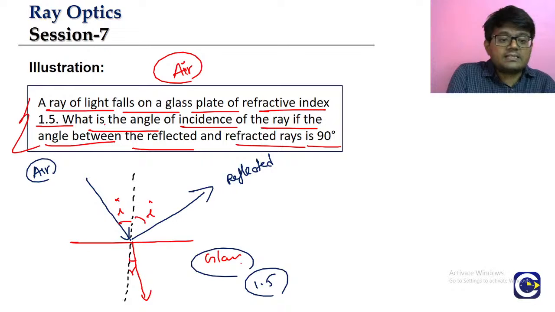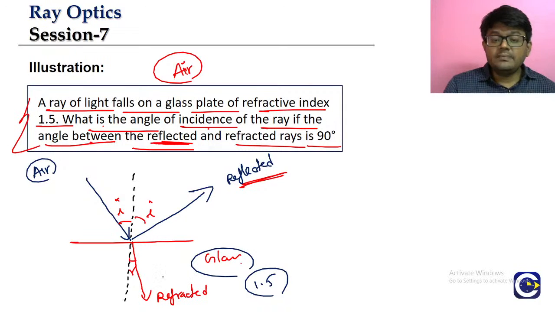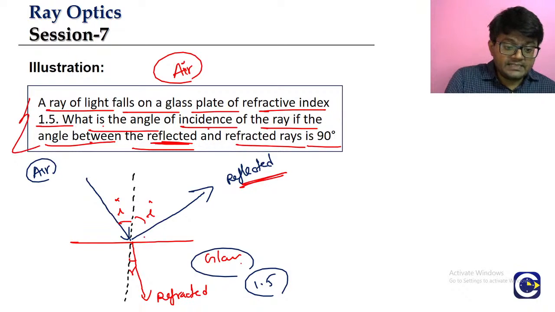What is the condition they are asking? What is the angle of incidence of the ray if the angle between reflected and refracted is 90? So this is reflected. This is refracted. The angle between reflected and refracted is 90, means this angle is 90.